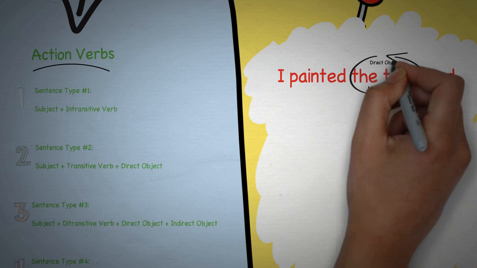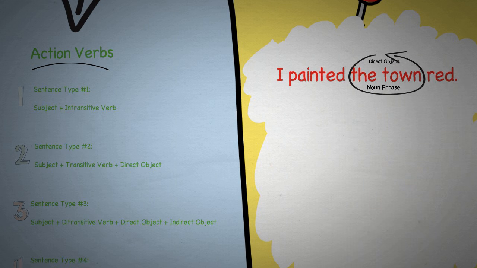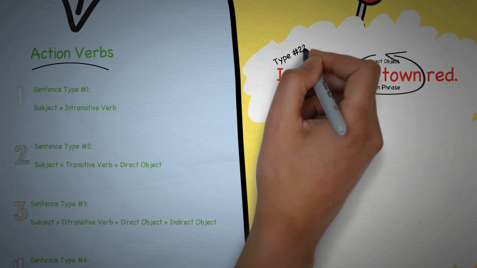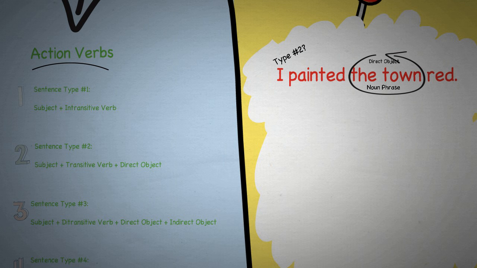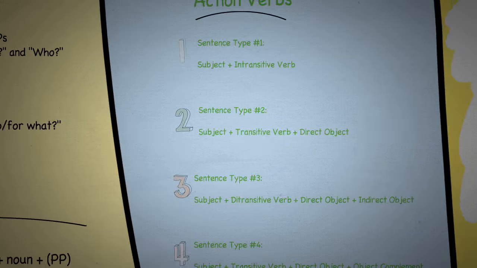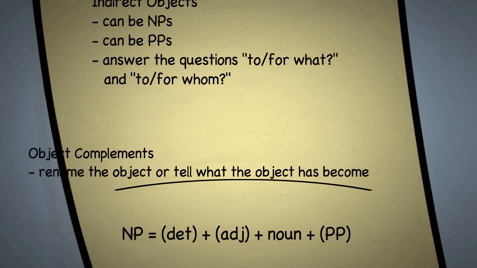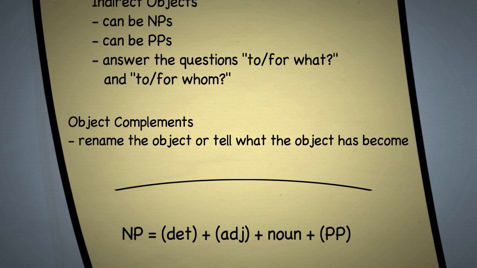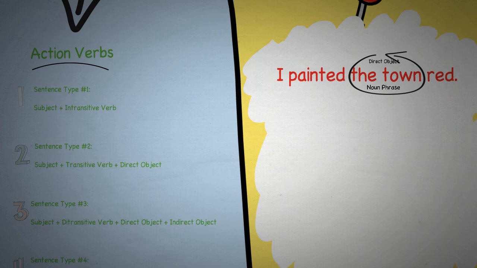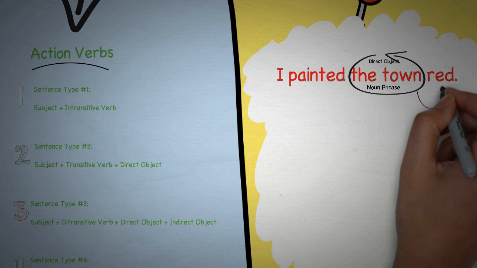Now we might want to go ahead and identify this as sentence type 2. It's a subject plus a transitive verb plus a direct object. The problem is that there's one additional diagnostic that we have to do before we can call this a sentence type number 2, and that is we have to look for an object complement. An object complement follows a direct object and either renames the direct object or states what the direct object has become.